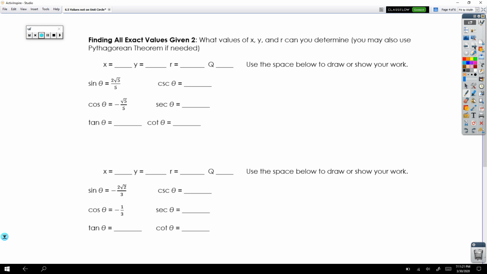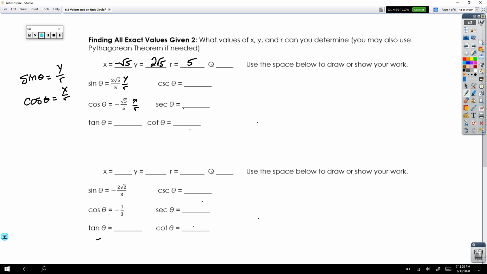If I think about what sine of theta is, sine theta is y over r. Cosine of theta is x over r. So using that information, I have y over r. So my y is going to be 2 root 5. R is going to be 5. Looking at cosine, cosine's x over r, right? In this case, there's a negative there. Again, r is always going to be positive, so the negative is going to stick with the x. So we have negative root 5 for x, and again, r is 5.